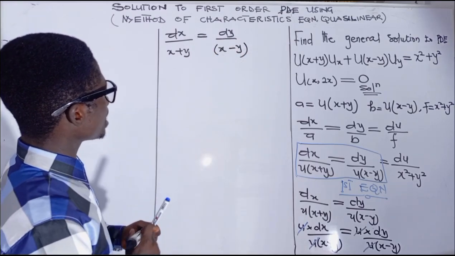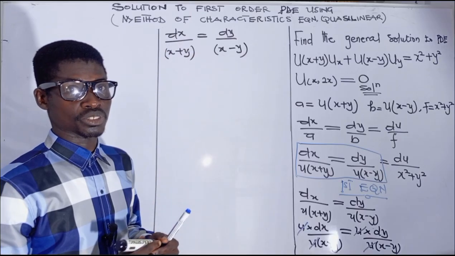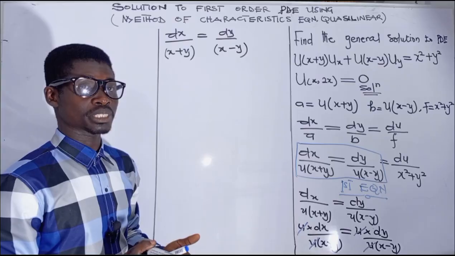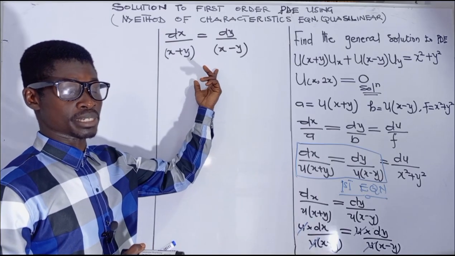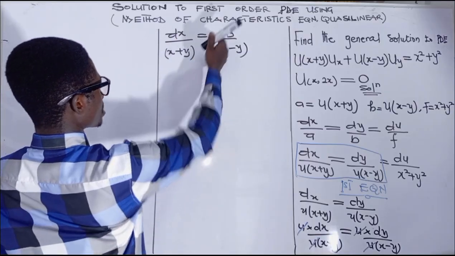At this point, we realize that it will not be easy for us to separate the variables. In that case, we have to adopt another method or technique that will help us to find the solution to this PDE. Now let's multiply this by that, and then let's multiply this by that.